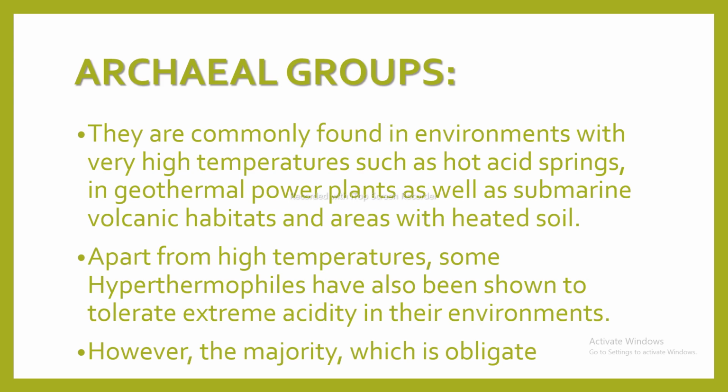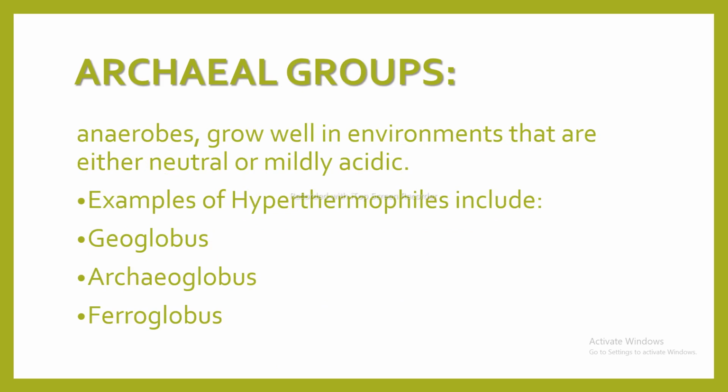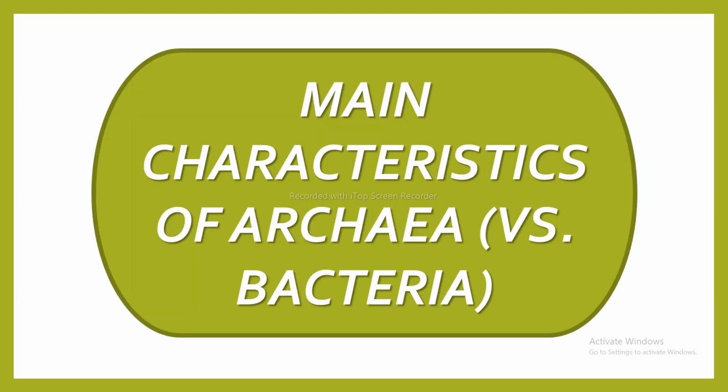Apart from the high temperatures, some hyperthermophiles have also been shown to tolerate extreme acidity in their environments. However, the majority, which are obligate anaerobes, grow well in environments that are either neutral or mildly acidic. Examples of the hyperthermophiles include Geoglobus, Archaeoglobus and Ferroglobus.